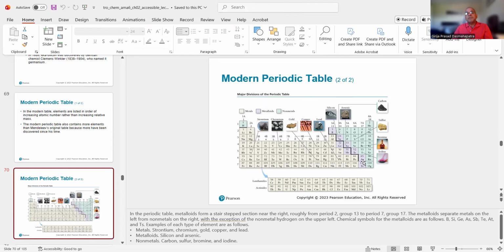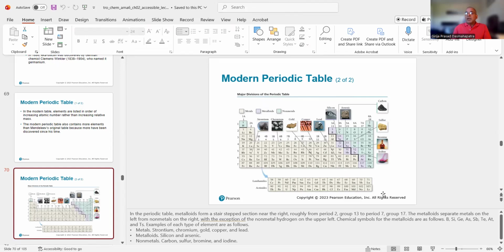For example, the elements from group 1 up to 13, or you can see there is a line here which marks the metalloids. There are 8 metalloids like boron, silicon, arsenic, and so on. The elements on the left-hand side of the metalloids are called metals, and the elements placed on the right-hand side of the metalloids are called non-metals.